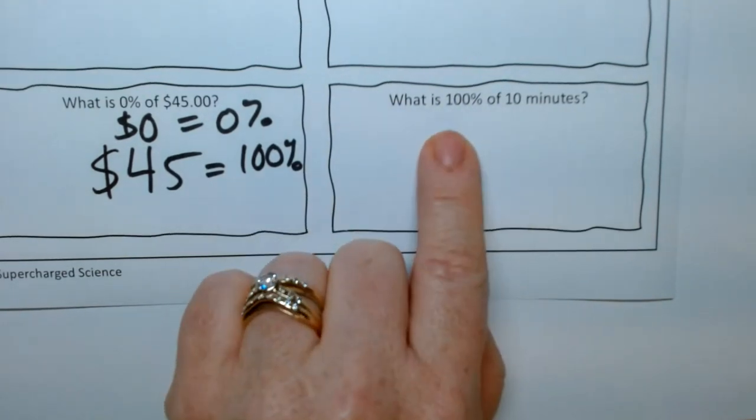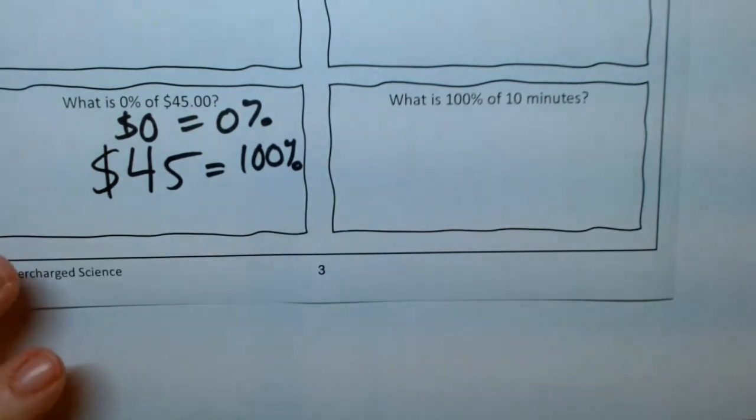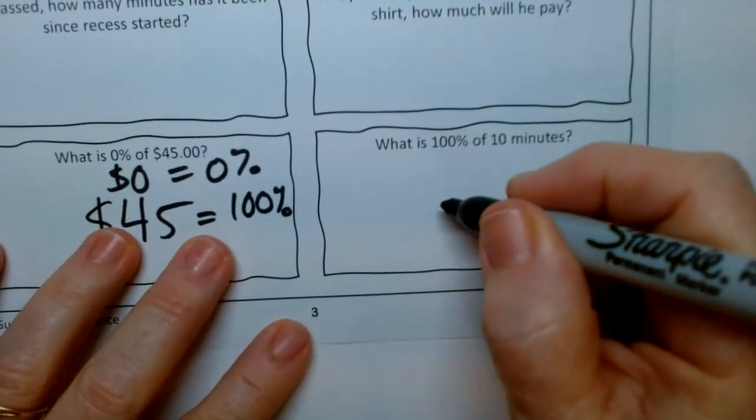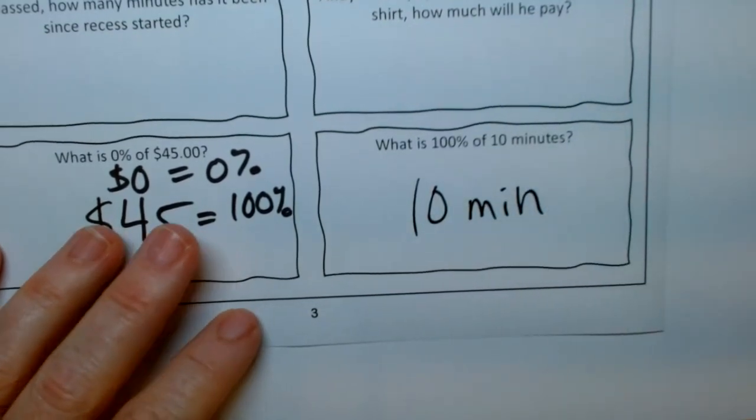Can you use percent and minutes together? Is that allowed? Absolutely. You can put percent on anything. You put it on hamsters if you want. You could put it on nostrils. It doesn't matter. Okay, 100% of 10 minutes. How many minutes is that? 10. Good. Okay, great. You got this page. All right, moving on. Next one.